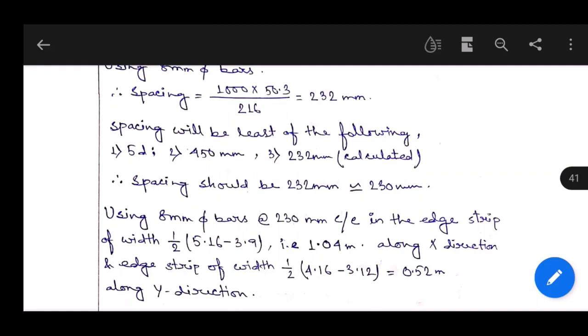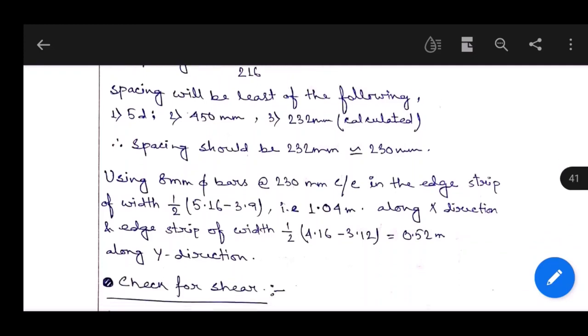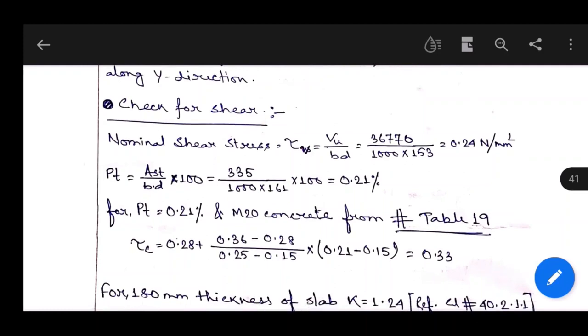In this case we use half because from the full effective span, if we deduct middle strip, we will get total length of edge strip from both sides. But here, for providing reinforcement and design, we have to know the one side of edge strip. That's why we have just multiplied the half value with this to get one direction, only one edge strip. Okay, now next step is check for shear.